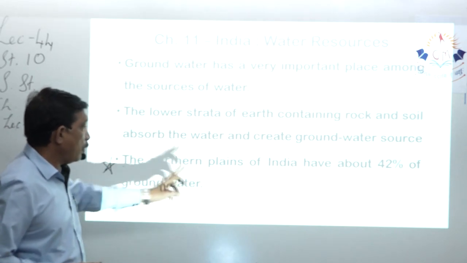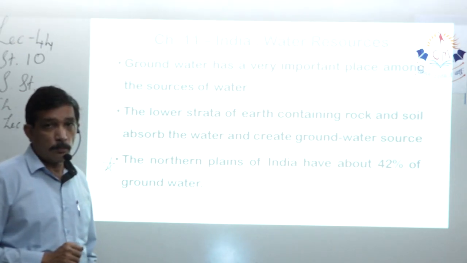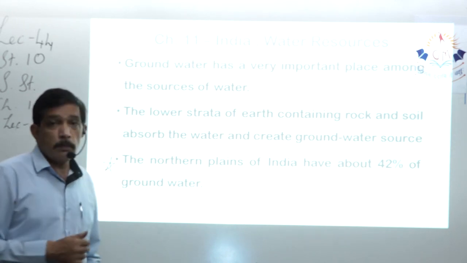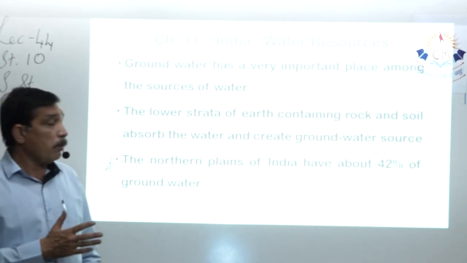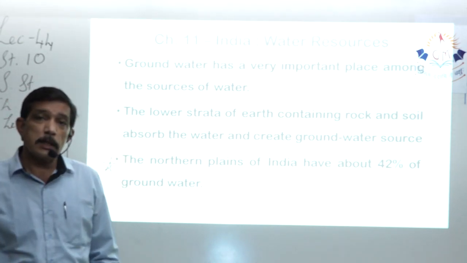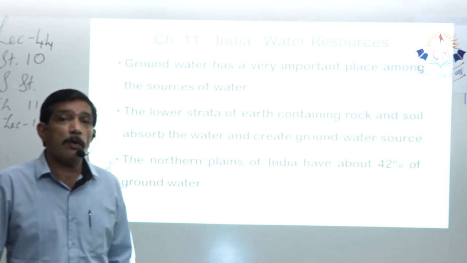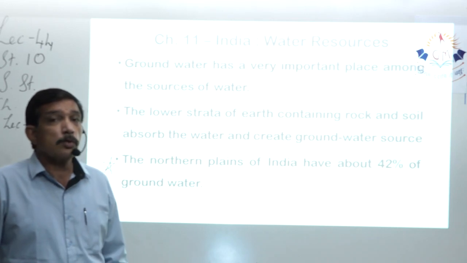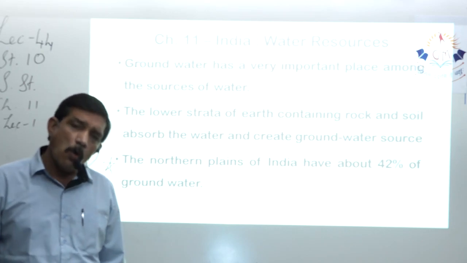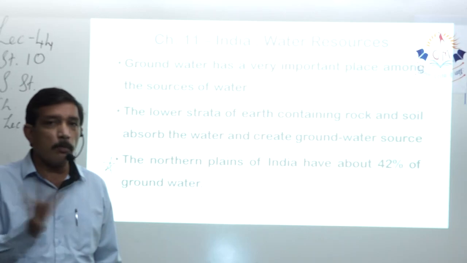Northern plains of India have about 42% of groundwater. This is quite important. Why? Because the northern plains are fed by the Himalayan rivers which come down from the Himalaya, because they are snow-fed rivers. That is why they have plenty of water all around the year, and most of these are perennial rivers. They never become dry.